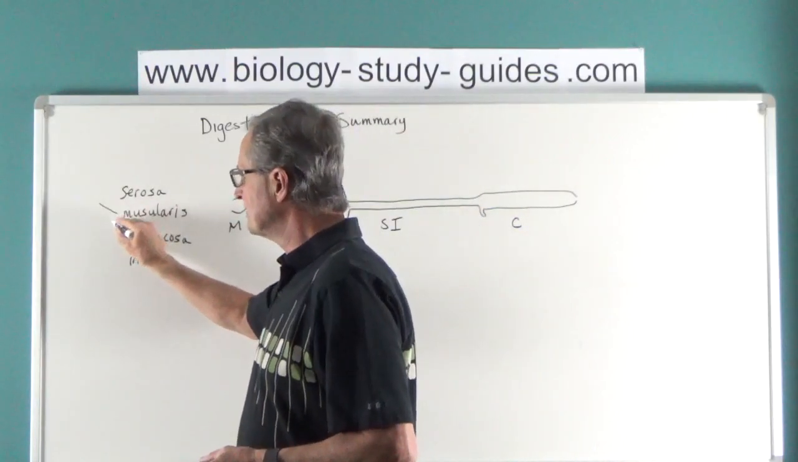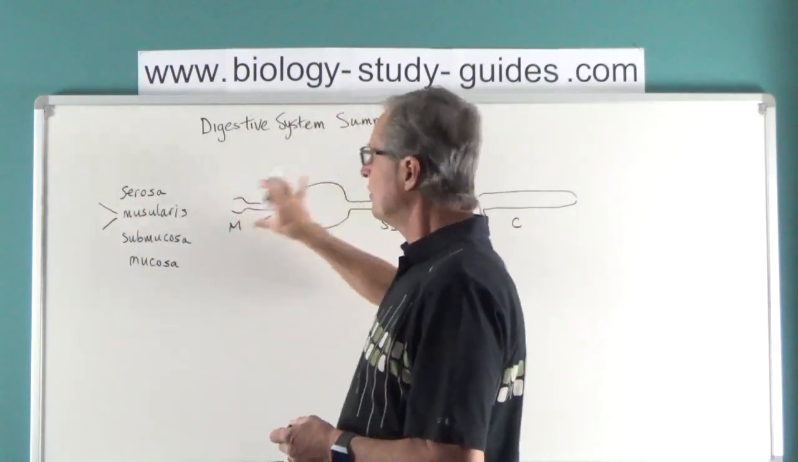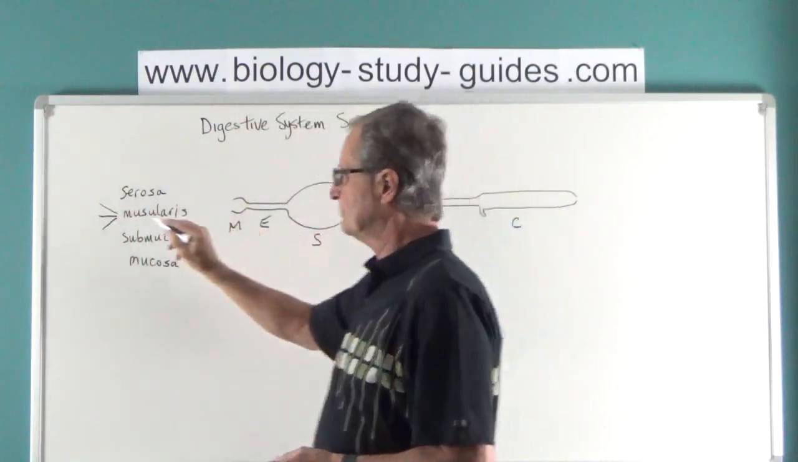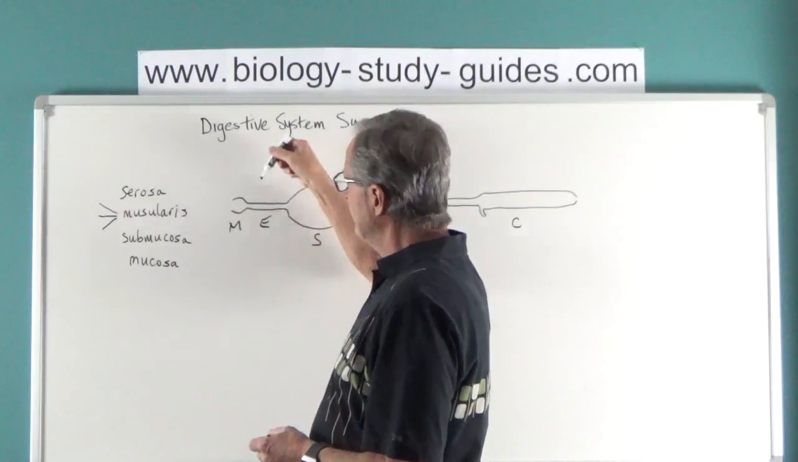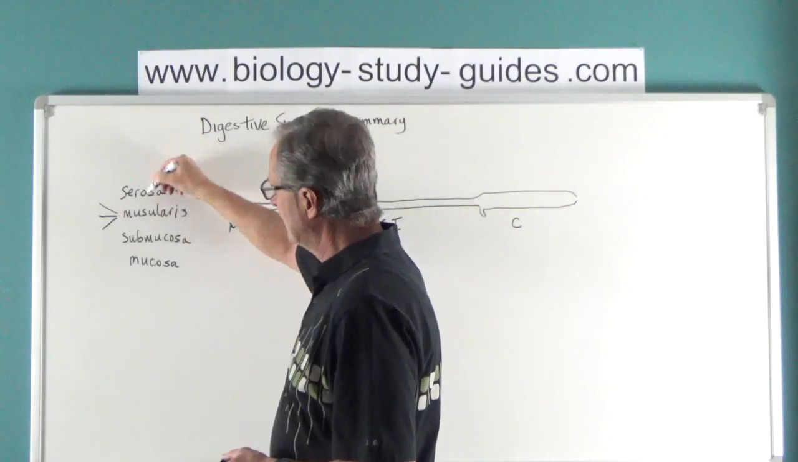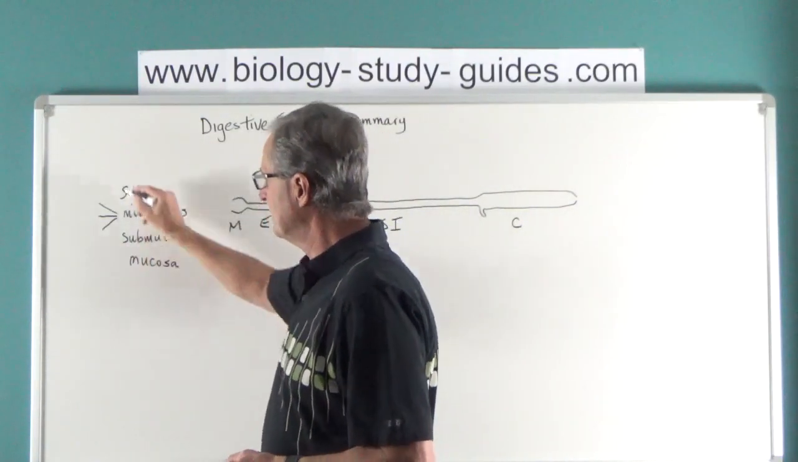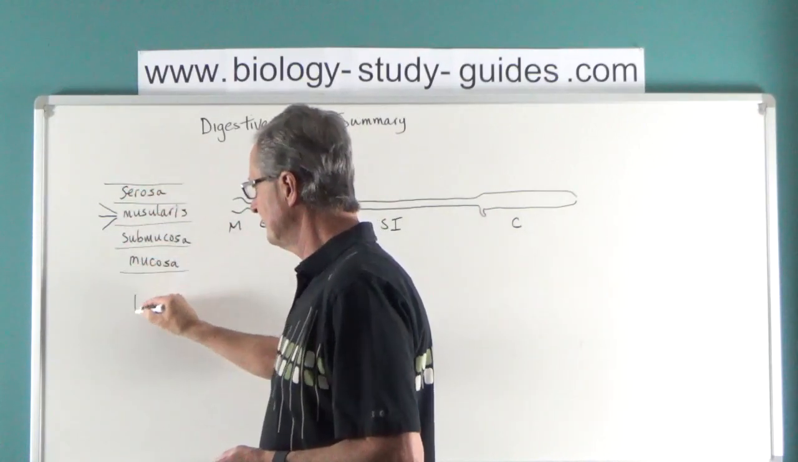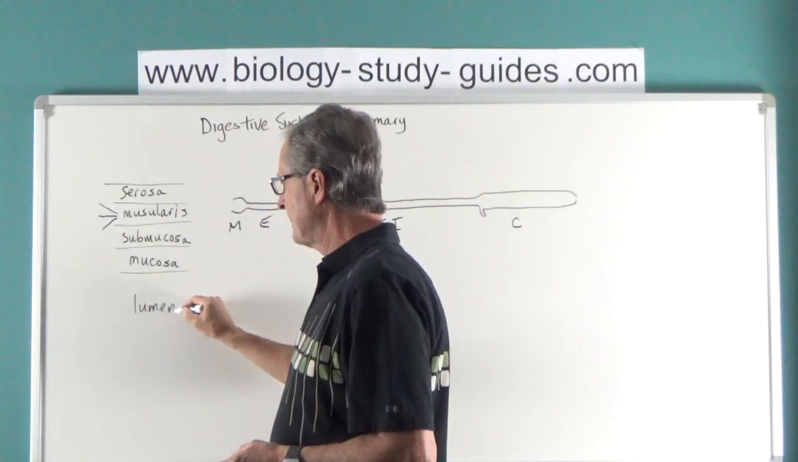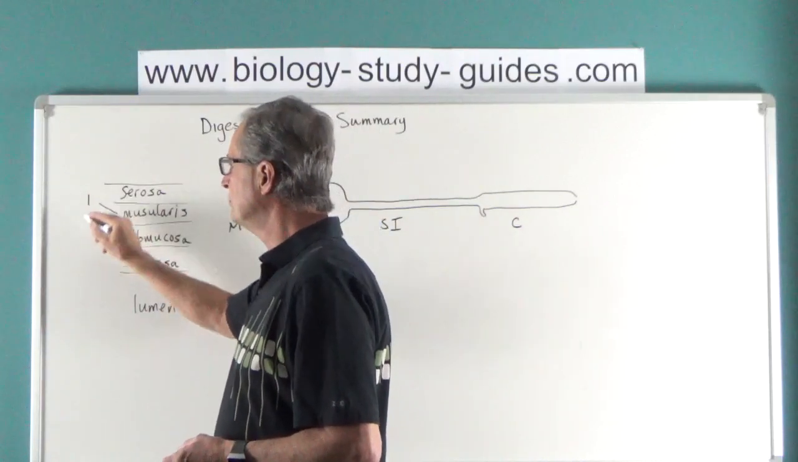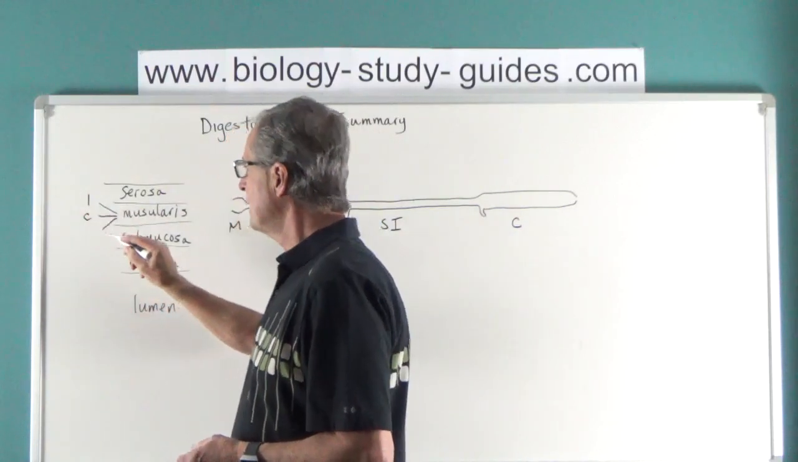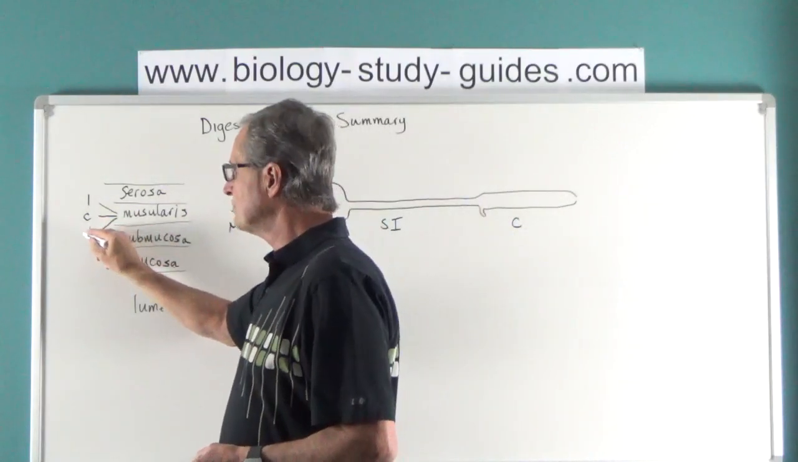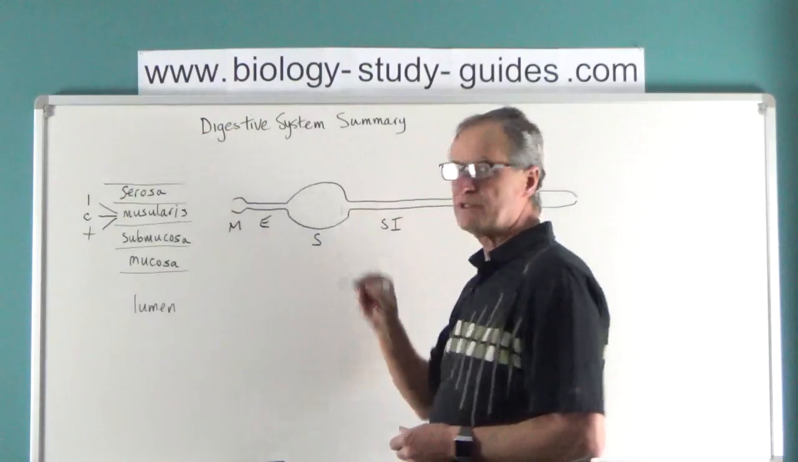The muscularis itself has 2 parts in the whole system, but in the stomach, remember, there's a 3rd layer of muscles. So looking at it from the outside going in, if this is the outside, this is the lumen on the inside, here we have the longitudinal muscles, the circular muscles that exist throughout the entire system, and we have the transverse muscles which exist only in the stomach.